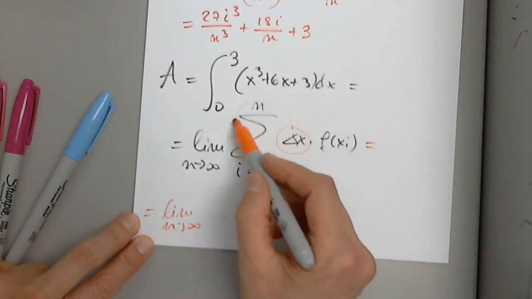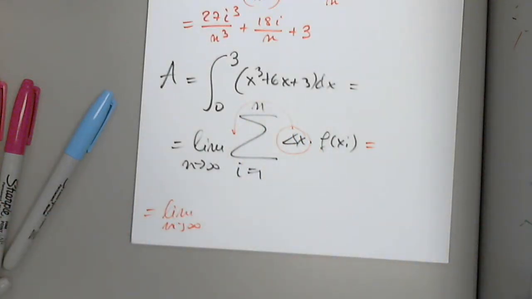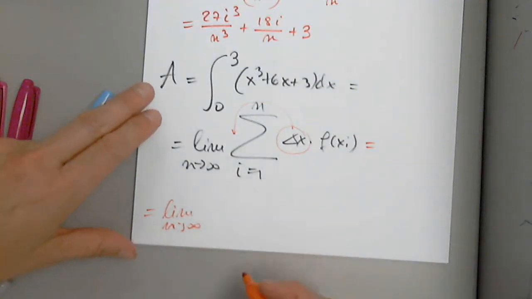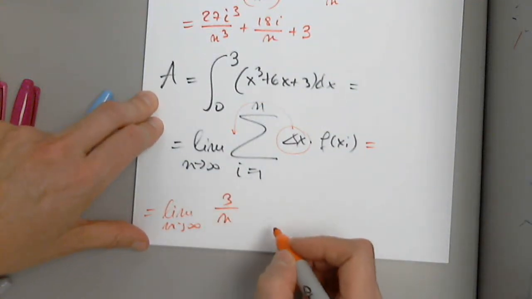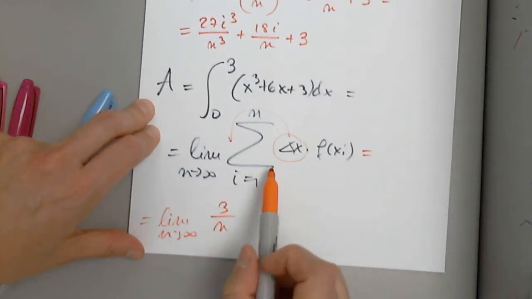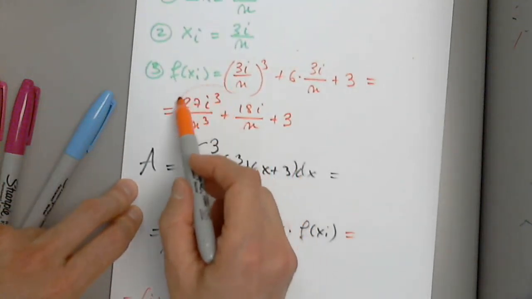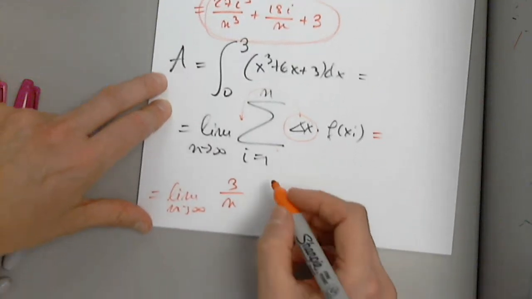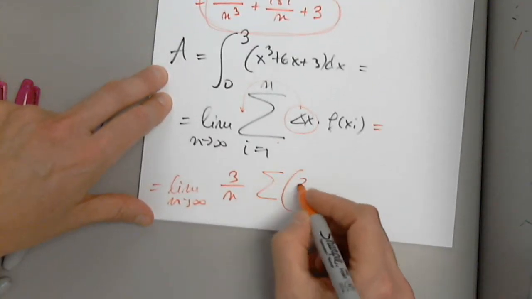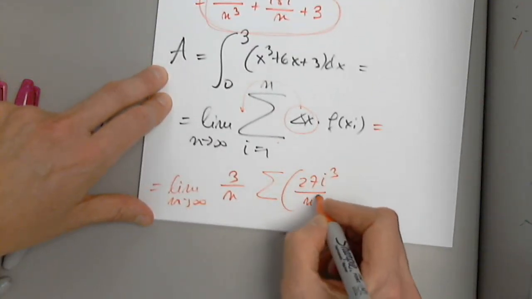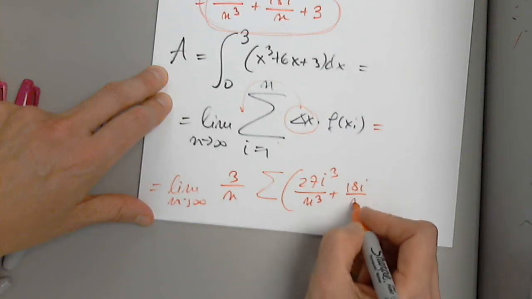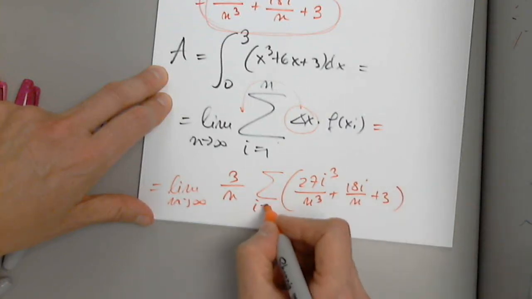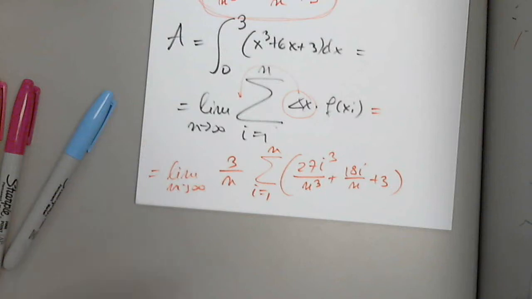Delta x does not depend on i, so I can put it in front, which is 3 over n. And now when I apply the sum to this piece, let me write it first for everyone to see. So this is 27i cubed over n cubed plus 18i over n plus 3, from i equals 1 through n.